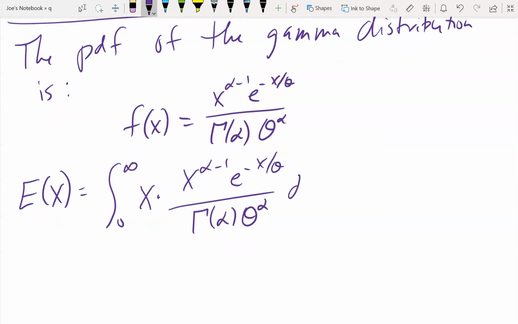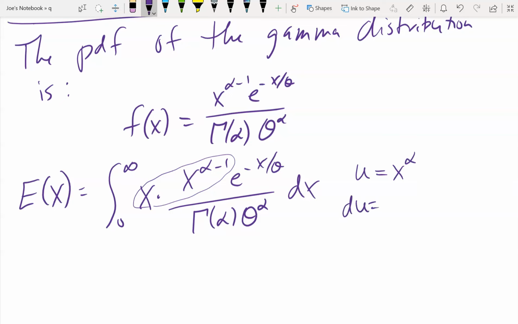And then, oops, forgot my dx. So what would this do to this power here? Yeah, make it x to the alpha, right? Okay. And then I would still need to do this by parts like we did before, correct? If we do that integration, if I wanted to figure out what the mean is, I would have to do integration by parts. So you would let your u equal x to the alpha.